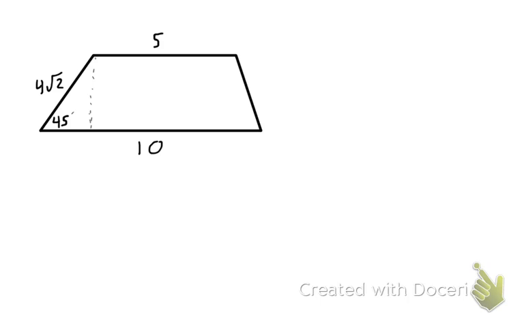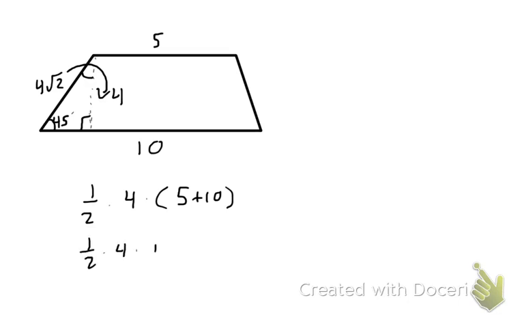Now we've got to go back to our rules on 45-45-90 triangles. I have congruent angles, which means that is the hypotenuse. To go from the hypotenuse to the leg, you divide by the square root of 2, which means that the height is 4. So my formula now turns into 1/2 times the height, which is 4, times the sum of the bases. 1/2 times 4 times 15, 1/2 times 60.